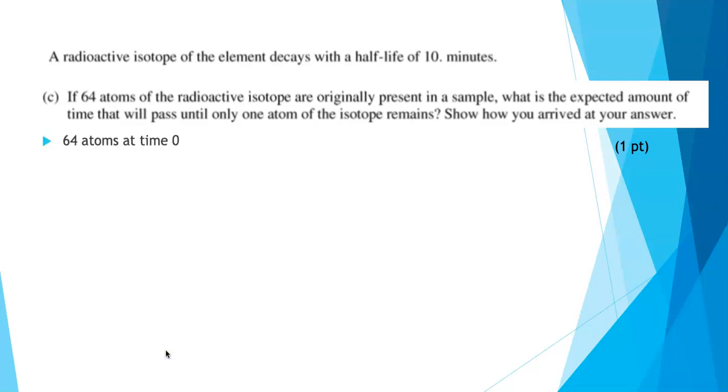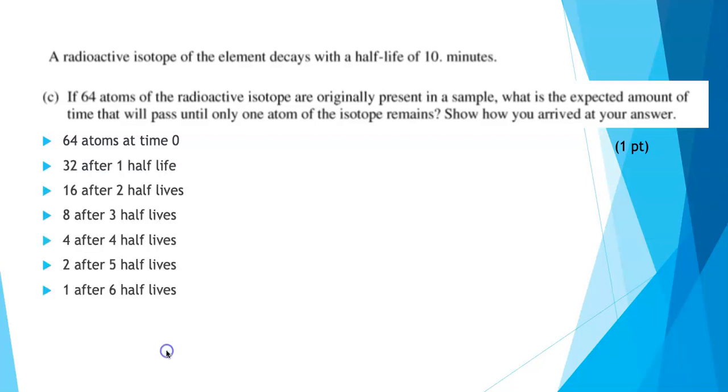So the moment the time starts, at time 0, we had 64 atoms. And we're going to just keep dividing by 2 and figure out how many half-lives elapsed. I'm not going to go through each one individually; I'll just show them all at once. After 1 half-life, after 2 half-lives, I just keep dividing by 2 until I get to only 1 atom remaining. It took 6 half-lives for that to elapse. So if each half-life takes 10 minutes, then 60 minutes must have passed. That's probably the easiest way to do it.